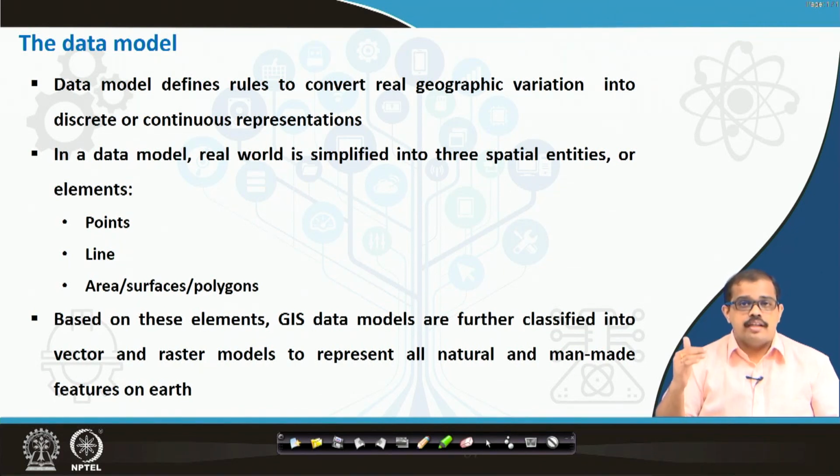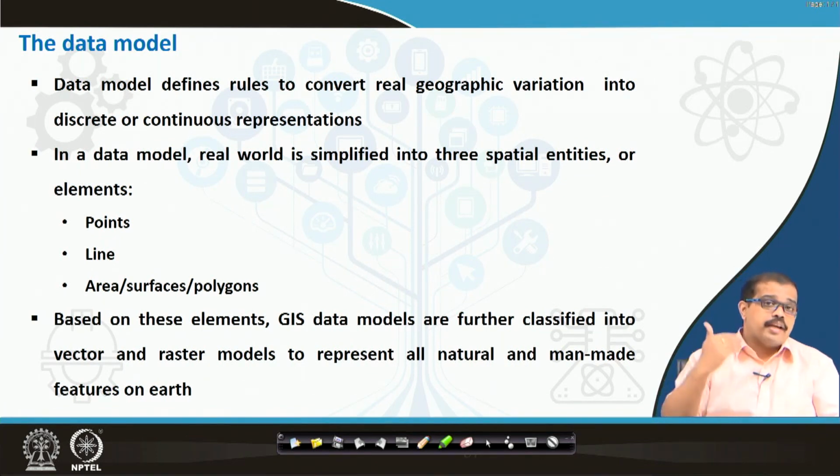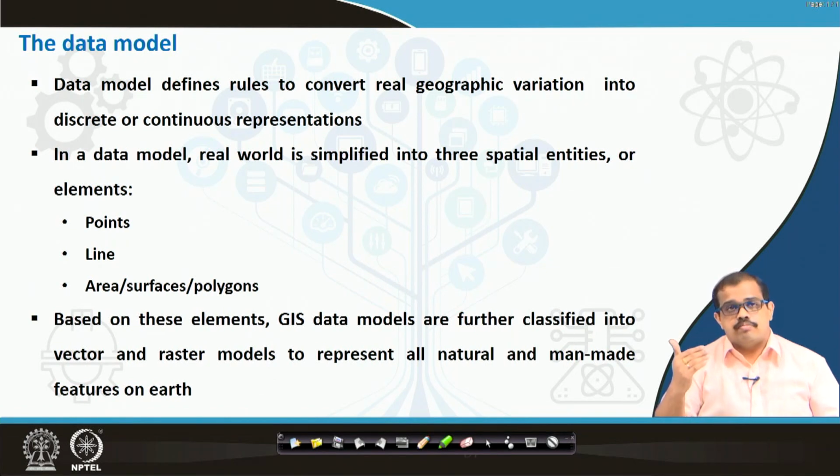It is point, line and polygons. Okay. When I say polygons, some people can even put it in the words such as area or surfaces. It can be areas, surfaces and polygons. So, point, line and polygons are the things that this data model signifies.